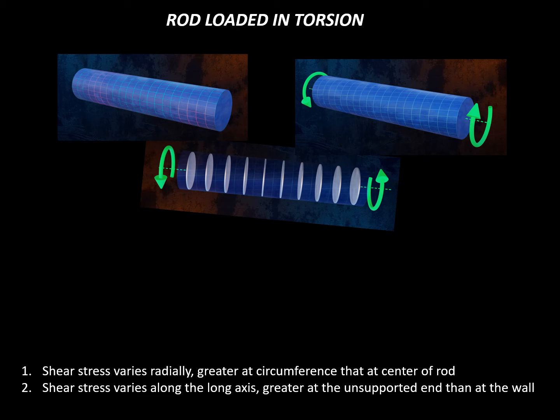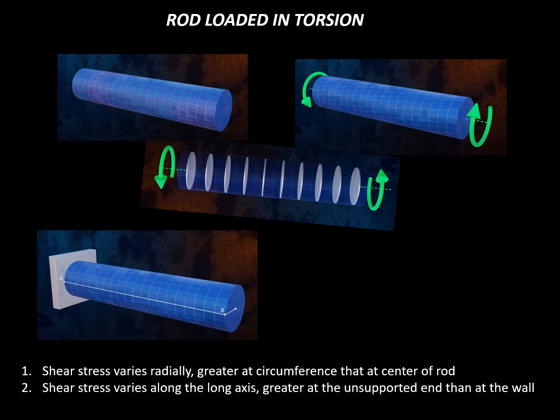Now, let's consider the case when the rod is anchored at one end to, say, a wall, and it is sort of projecting out horizontally. So this is a cantilever.